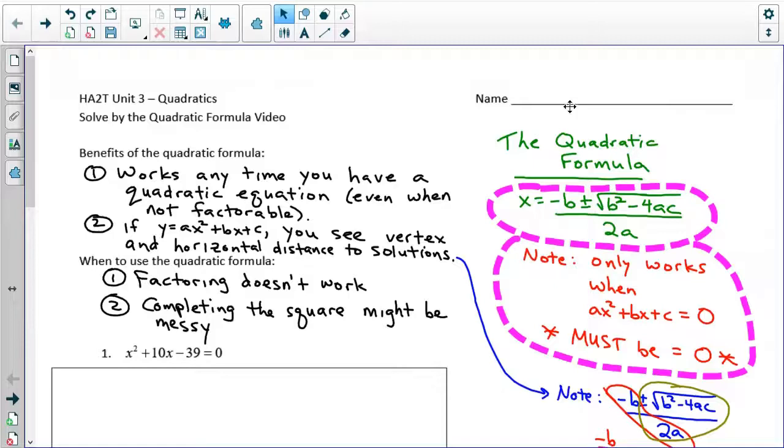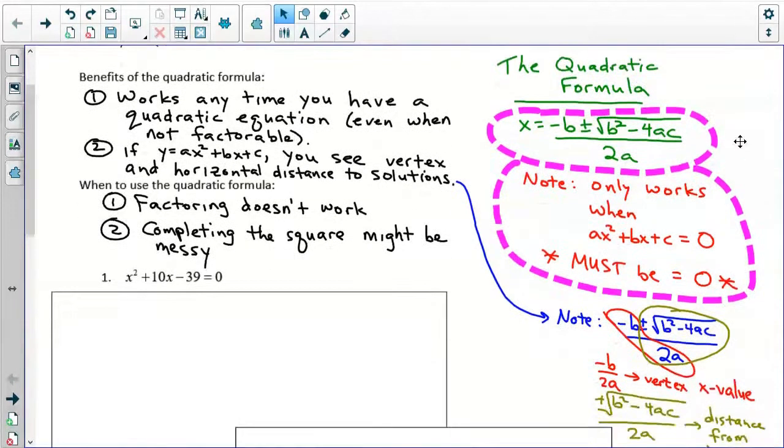We're going to talk about solving using the quadratic formula. The quadratic formula is listed on the right side of the screen. It is x equals negative b plus or minus the square root of b squared minus 4ac all over 2a. Let's note that this only works when ax squared plus bx plus c equals 0.